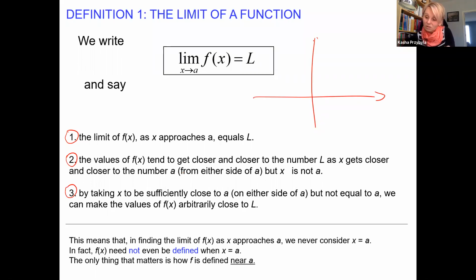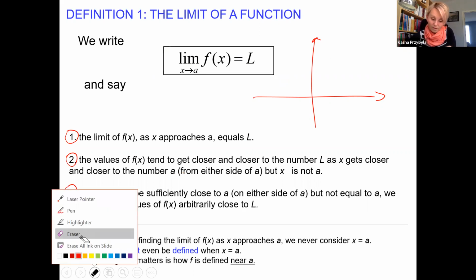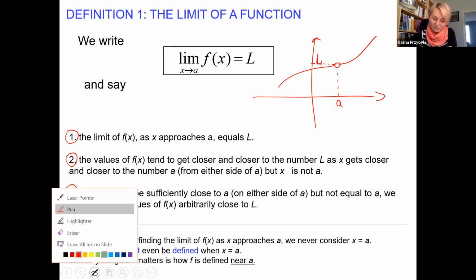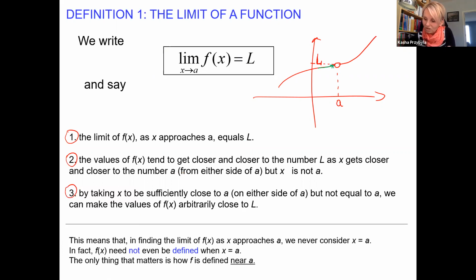Of course, we're talking about, I can even, let's say this will be the a, and this is the L value. As x approaches a, we can see the curve getting closer and closer on this side and on this side. The curve is definitely approaching the open dot, and the open dot is at the level L. That's the limit. That's how we will compute the limit.